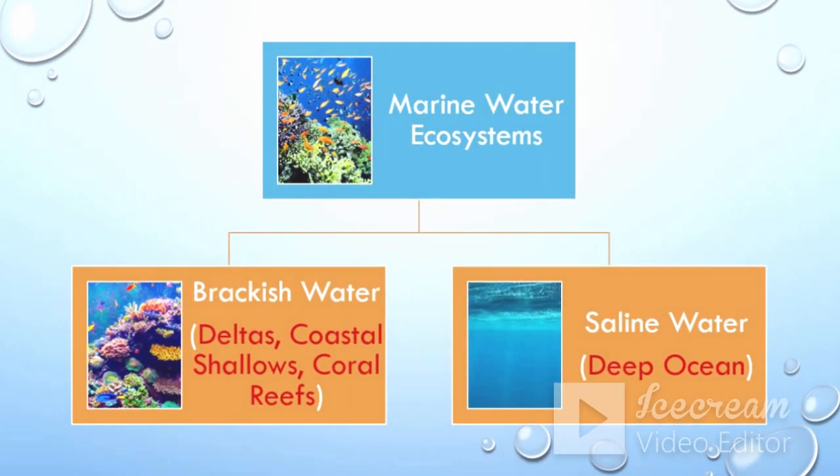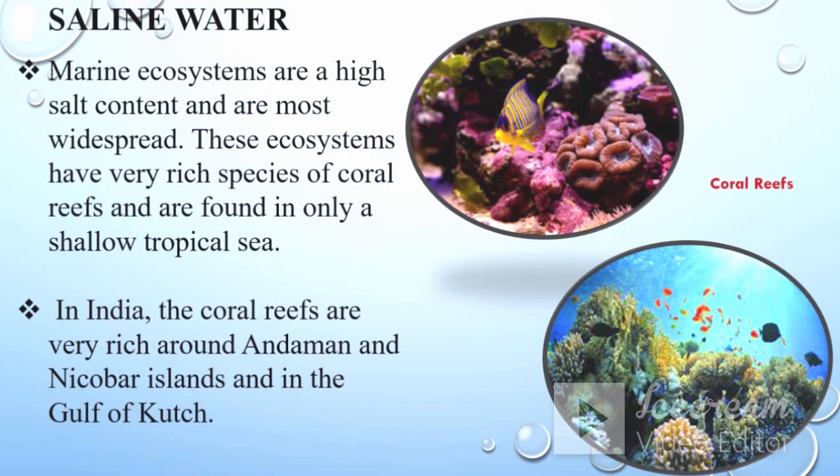Marine water ecosystems are again classified into two types. They are brackish water and saline water. Brackish water, such as deltas, coastal shallows, coral reefs. Saline water includes the deep ocean.